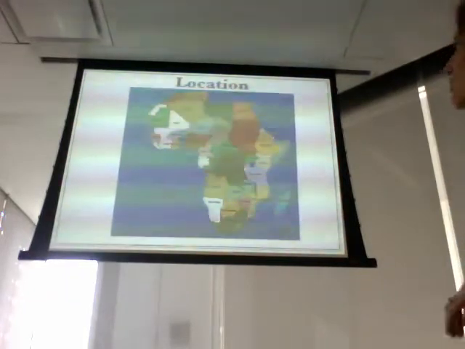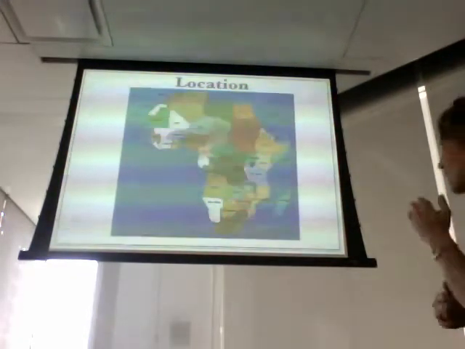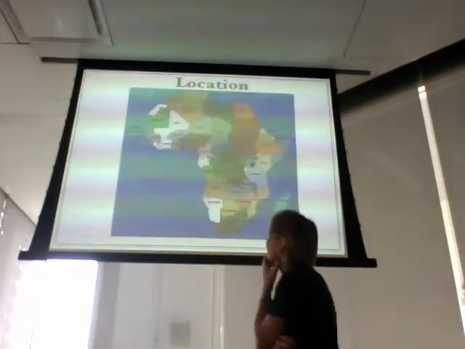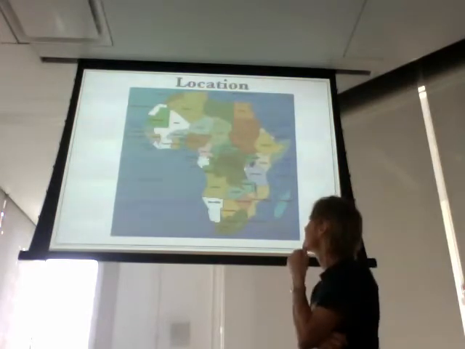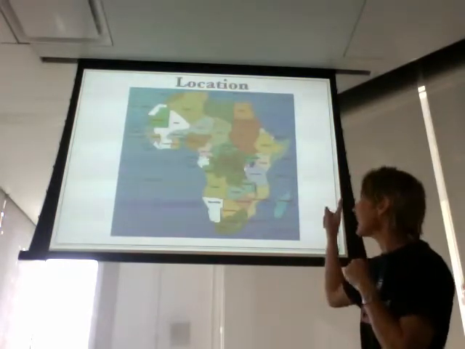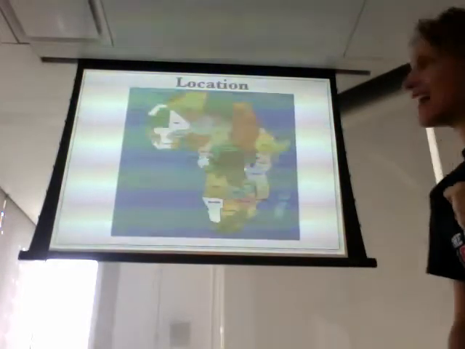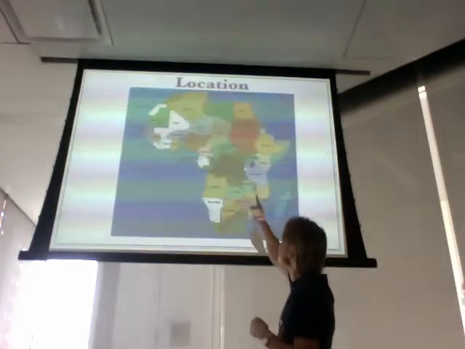So where is Rwanda? Can anyone see Rwanda on this map? What color is it? Blue. Oh, never mind, not blue. It's just a little itty bitty pink one. Yeah, the blue is a lake, which is bigger than the whole country of Rwanda. It's Lake Victoria. So that's the location of Rwanda, and it's in a particularly neat spot.